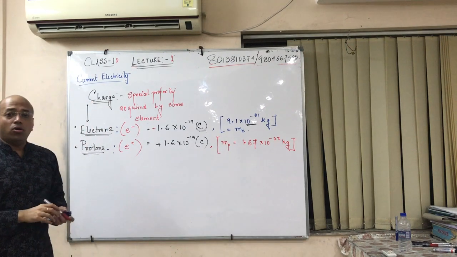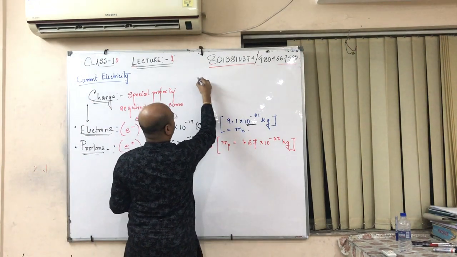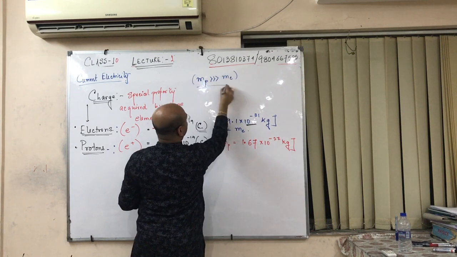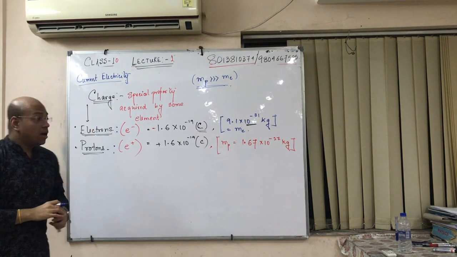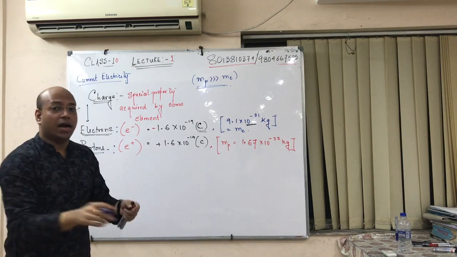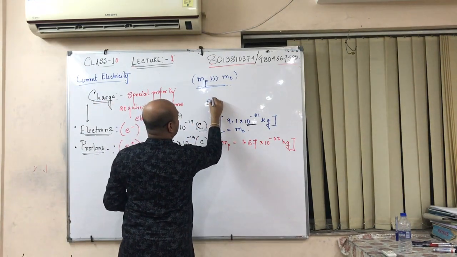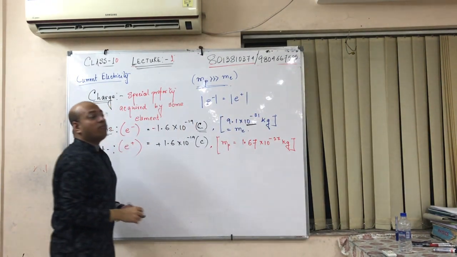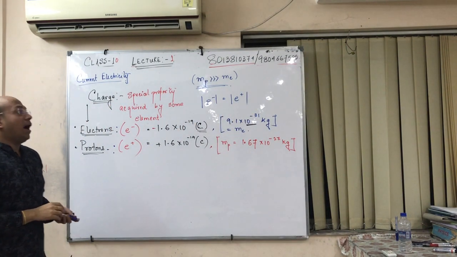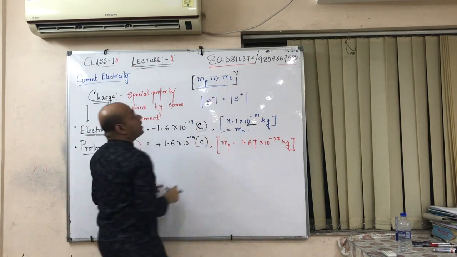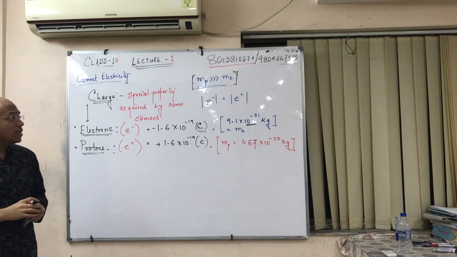Now check it out. The mass of the proton is much higher than the mass of the electron. But they have the same magnitude of charge. So E minus has the same magnitude as E plus, but the mass is different, and the proton has a much higher mass.